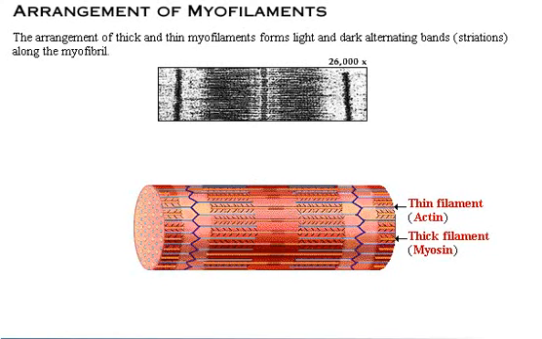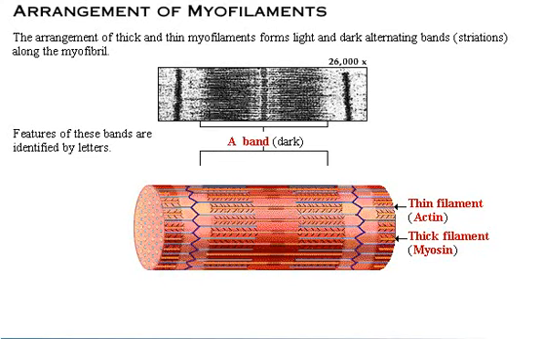The arrangement of thick and thin myofilaments forms light and dark alternating bands along the myofibril. This creates the cell's striated appearance, as shown here in this photomicrograph and diagram. Features of the light and dark bands are identified by letters. The dark bands are called A bands. The A band corresponds to the length of the thick filaments. The light bands, called I bands, alternate with the dark bands.